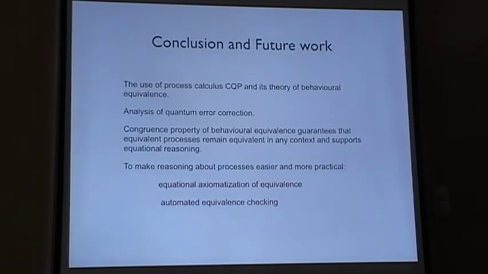And to conclude, what we have seen is the use of process calculus, CQP, and its theory of behavioral equivalence. We have seen the analysis of quantum recursion code using CQP. We've also seen that the congruence property of behavioral equivalence guarantees that the equivalence of processes remains in any context, and it supports equational reasoning.